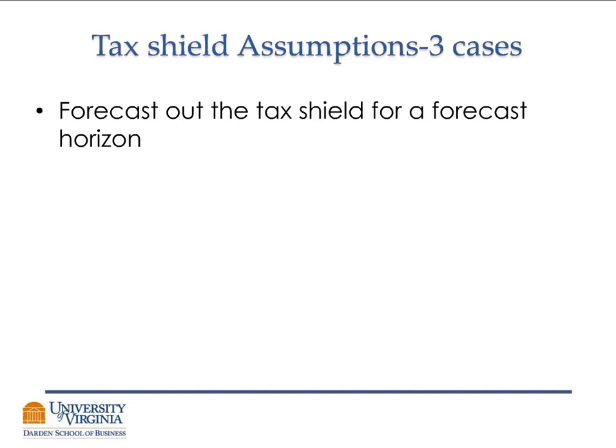Okay, this is really all about the tax shield. So what we need to do is forecast out the tax shield for a forecast horizon for specific debt levels. Next, we need the tax shield all the way out. So now it is all about what you assume for the level of debt all the way out in the future. There are three cases we will look at next.